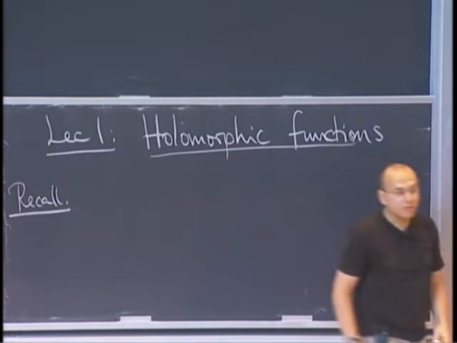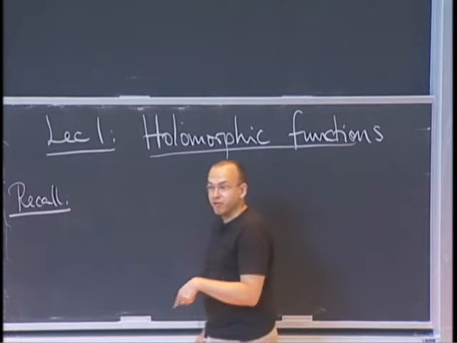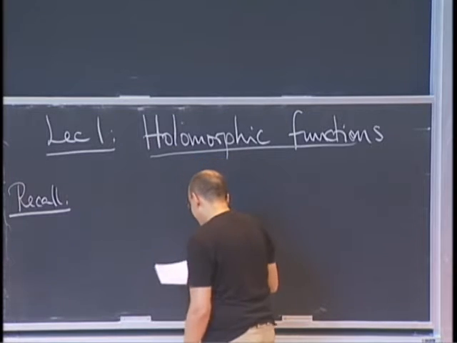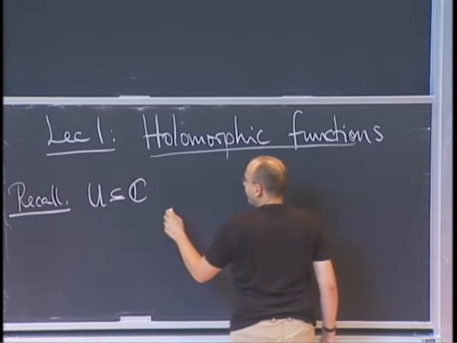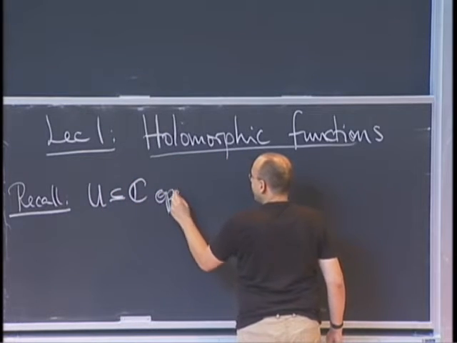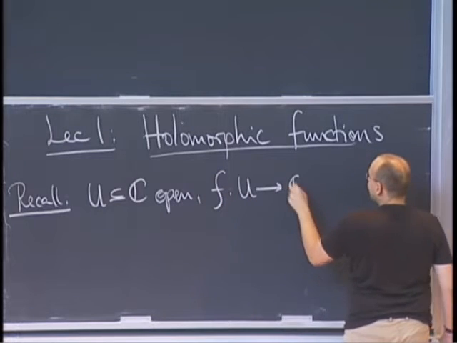So here's something that probably all of you have seen. Definition of holomorphic functions on C, so in one complex variable. There's a definition and then various equivalent characterizations. I'm just going to write that down. Have an open set in C and a smooth function on that open set.